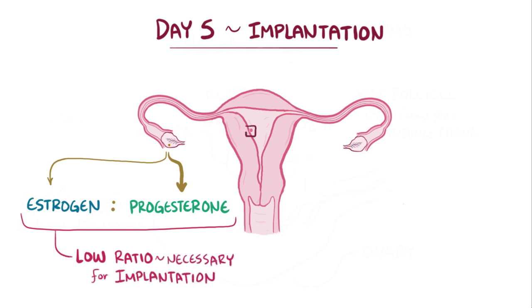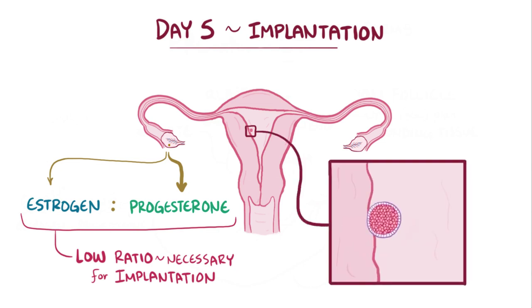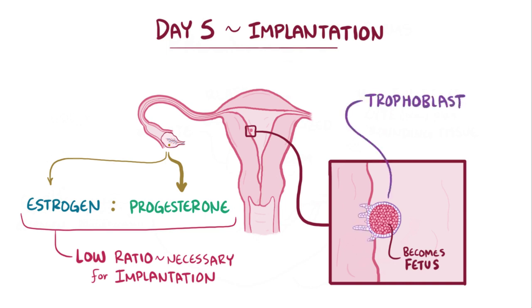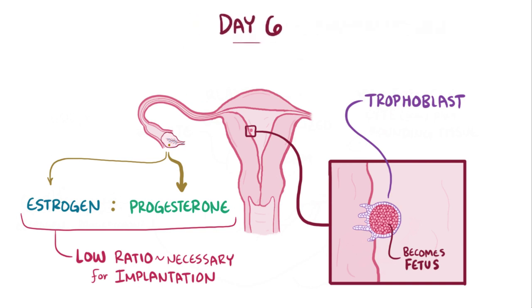At this early stage, there are 2 parts to the blastocyst: an inner set of cells that go on to become the fetus, and an outer set of cells called the trophoblast that burrow into the endometrium on day 6 and eventually develop into the fetal part of the placenta.